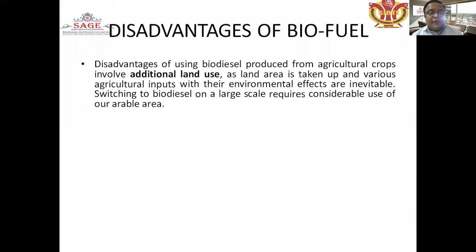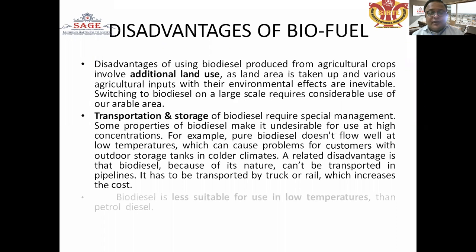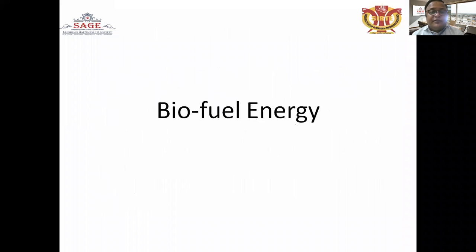Disadvantages of using biodiesel produced from agriculture crops involve additional land use, as land area is taken up and the various agricultural inputs with their environmental effects are material. Switching to biodiesel on a large scale requires considerable use of urban area. Biodiesel is less suitable for use in low temperatures. Where the temperature is low, we cannot use biodiesel as much as petrol diesel.